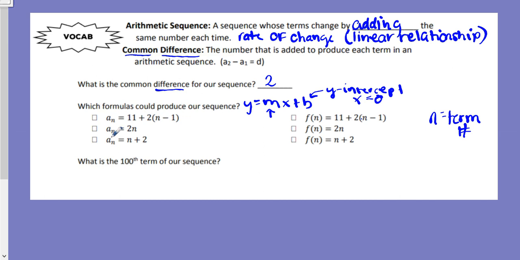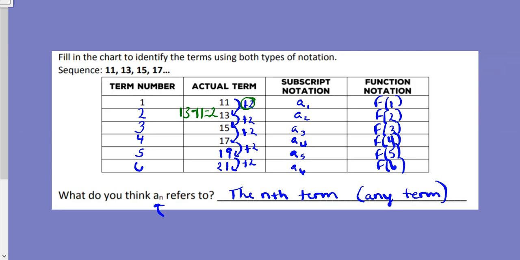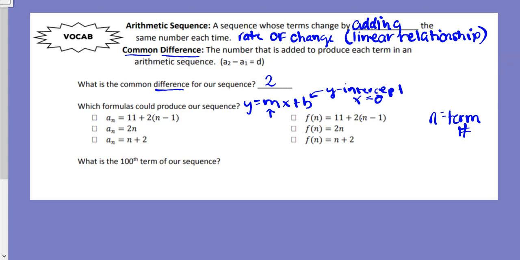Okay, so if I look at all my options here, they look a little different. First of all, I have it written in 2 ways. We talked about those ways, backing up just one more time. We have it written in subscript notation and in function notation. So here in subscript notation, I have a_n equals 11 plus 2 times (n minus 1). So I can see I'm multiplying by 2, so that might be an option. I have a_n equals 2n. I can see I'm multiplying by 2, so that might be an option.